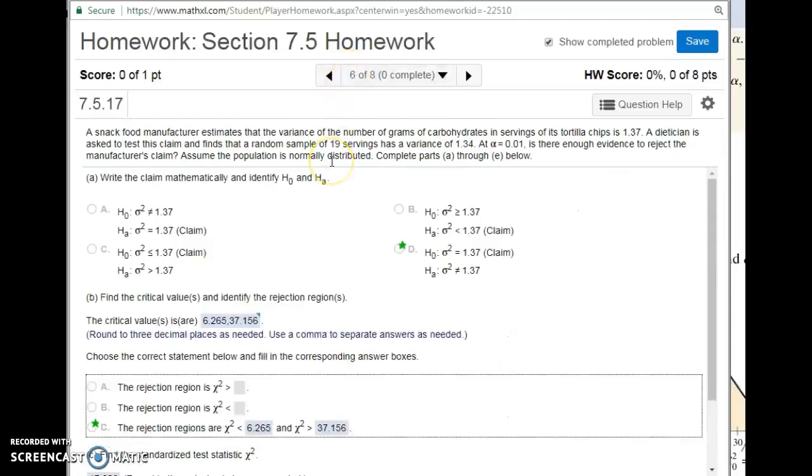Number 6 here, we're looking at a story problem, and this gives a good example of how this material can be used in the real world for quality control. We have a snack food manufacturer estimating the variance on the number of grams of carbohydrates in a serving of its tortilla chips is 1.37. You've probably never thought of it before, but when you get that bag of potato chips, it tells you how much carbohydrates is in there. It's going to vary from bag to bag. It's never going to be exactly that number. But the manufacturer works hard to control it, so the variance is small and it actually stays pretty close to that number, and the consumer can trust the value.